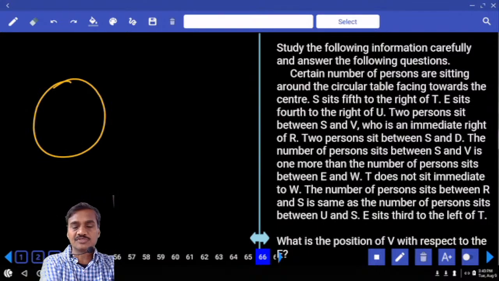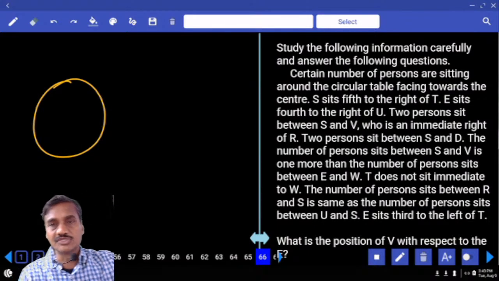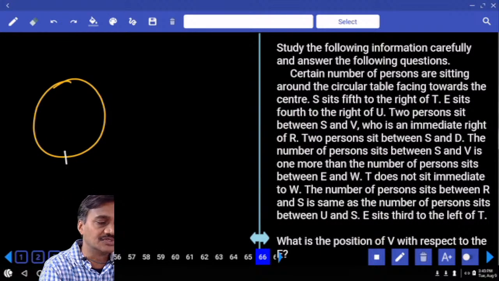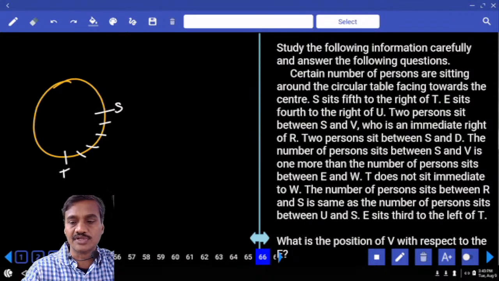Now, what is the first information we have? S is fifth to the right of T. S is fifth to the right of T if T is here. Then S is fifth to the right of T means between T and S there must be exactly 4 people. The direction is also clearly given.